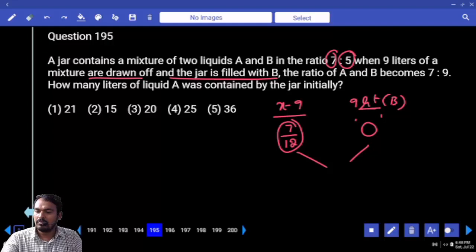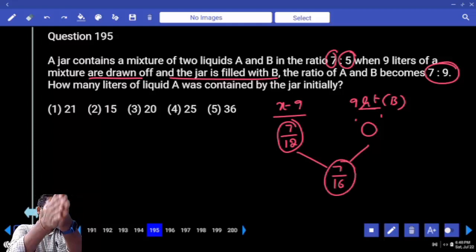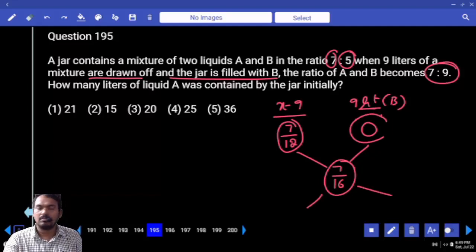In that new mixture, what is the A and B ratio? 7:9. A is how many parts? 7 parts, out of 16 parts. Before adding the 9 liters of B, what was the A value? 7 by 12. After adding the 9 liters of B, we get the A value 7 by 16. Simplifying these, we get the ratio 7 by 12 and 7 by 16. What is the difference?